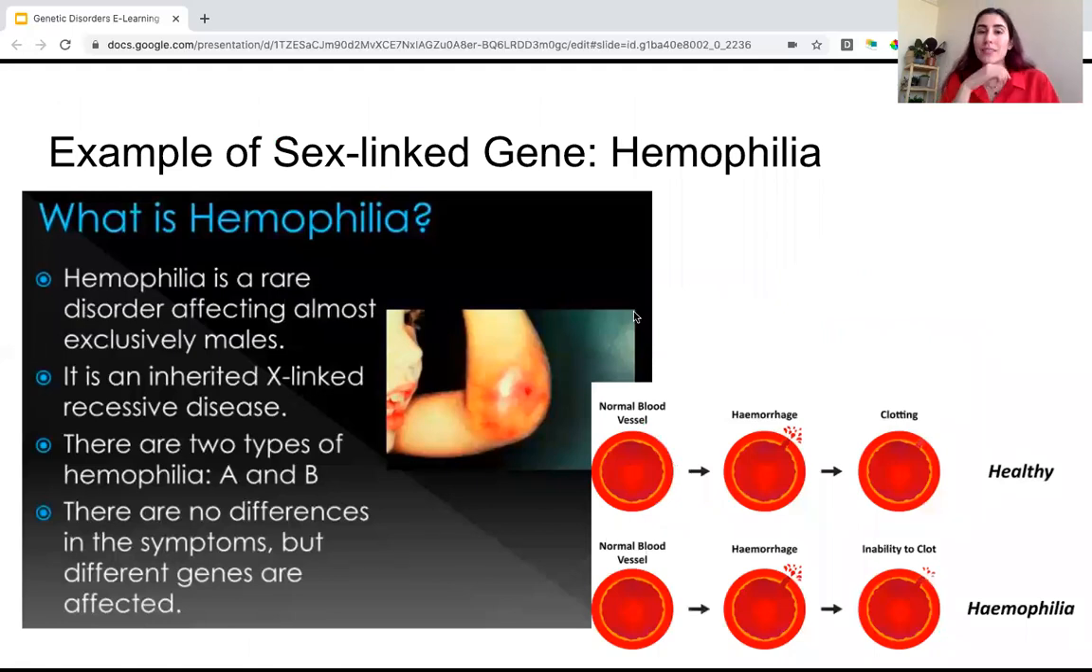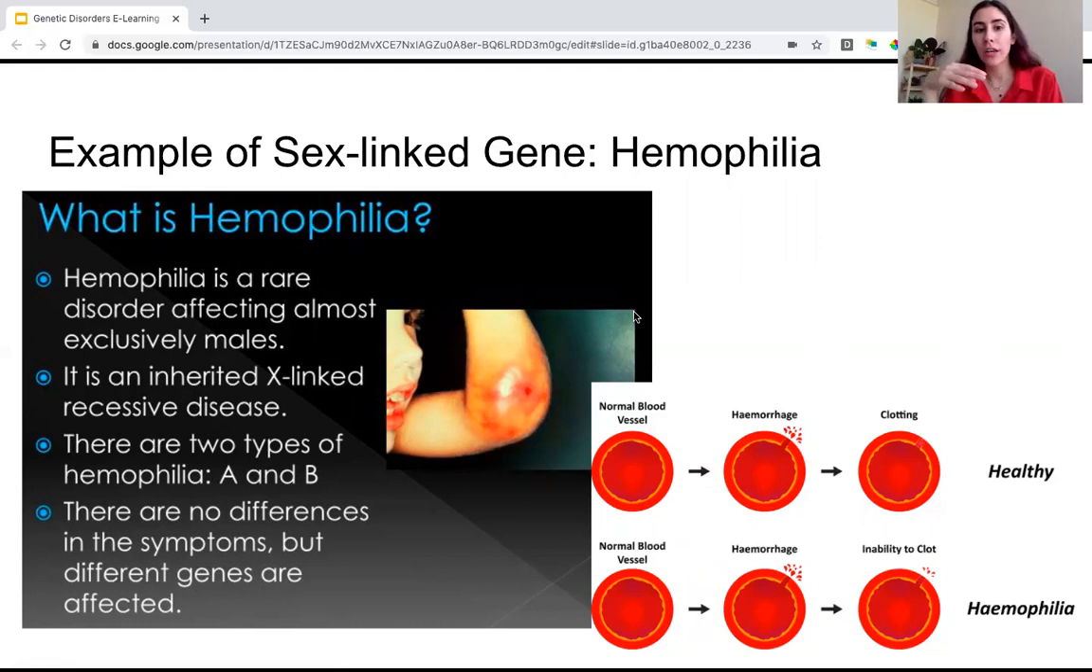An example of a sex-linked disease or disorder is hemophilia. And hemophilia is a rare disorder that affects almost exclusively males. So the majority of hemophiliacs are males. And this is because this disease is inherited on an X chromosome. It's X-linked, meaning that it's found on the X chromosome. And there are two types of this disease, hemophilia A and B.